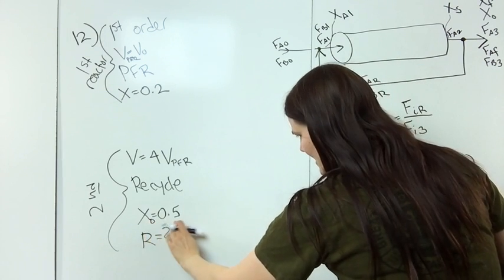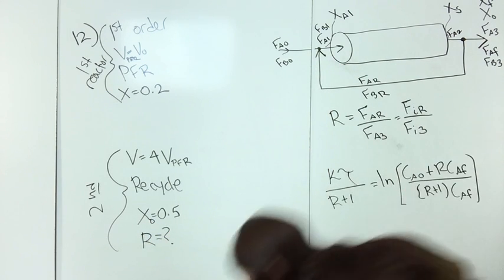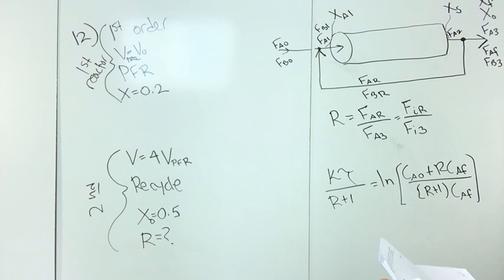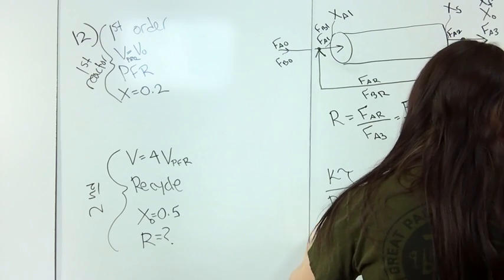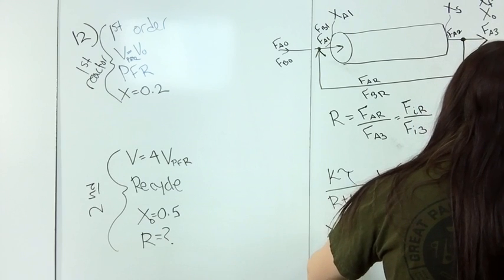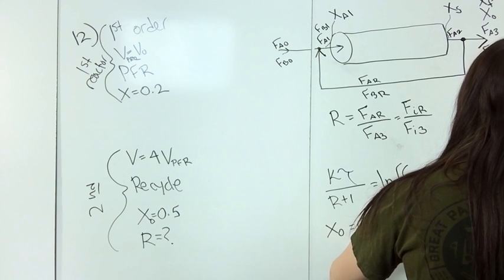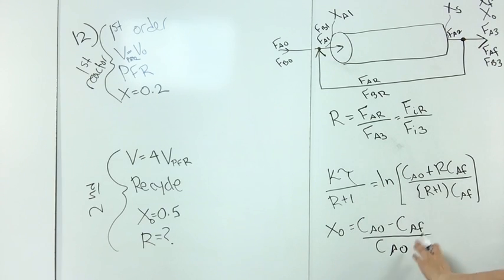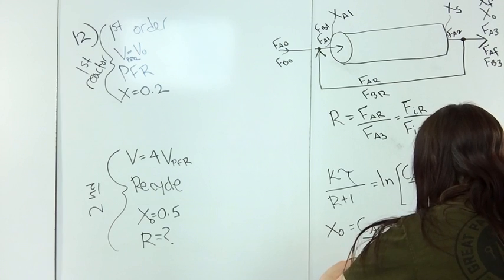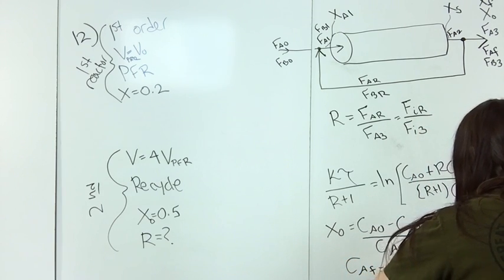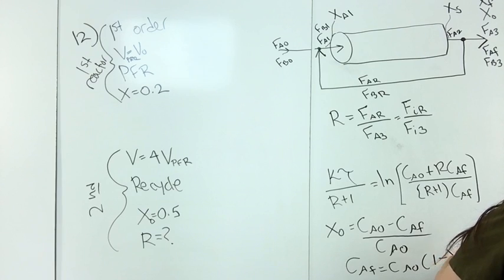But when it's giving you this X equals 0.5, it just says the recycle reactor gets 50% conversion. So I guess I'm making an assumption that he's referring to the final conversion for everything. So anyway, X naught is equal to CA naught minus CAF over CA naught. And if you solve this for CAF, CAF is equal to CA naught times 1 minus X naught.